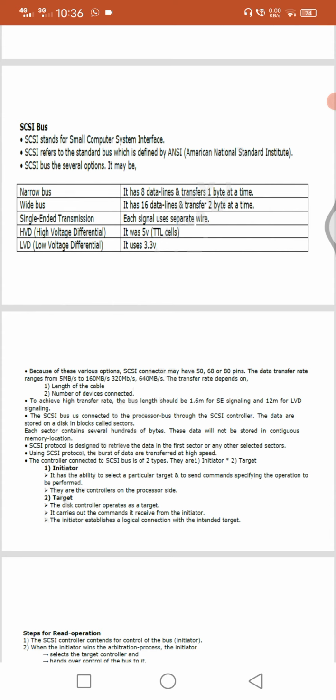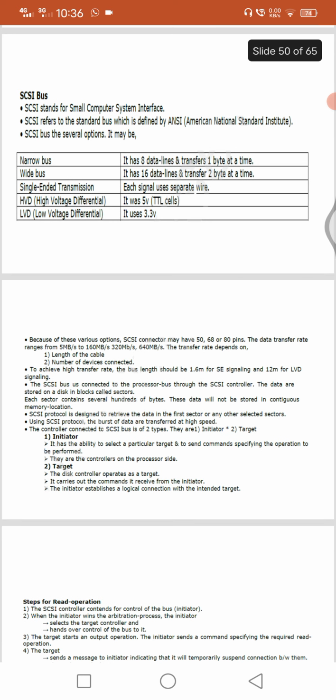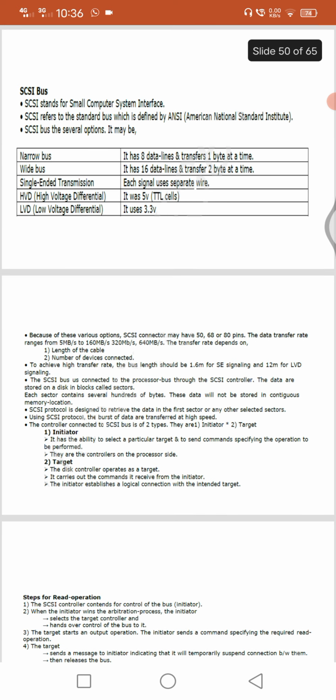The SCSI protocol is designed to retrieve data in the first sector or any other selected sectors. So in order to retrieve data we use the SCSI protocol. Using the SCSI protocol, bursts of data are transferred at high speed. So with the help of this protocol, we transfer the data at high speed.